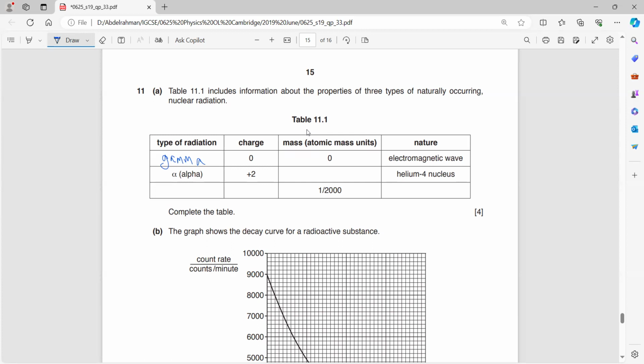Okay. Alpha radiation has a charge of positive 2. What's the mass of the alpha? -1? Hmm? -1? The mass of the alpha is -1? Wait, 4. The mass of the alpha is 4.